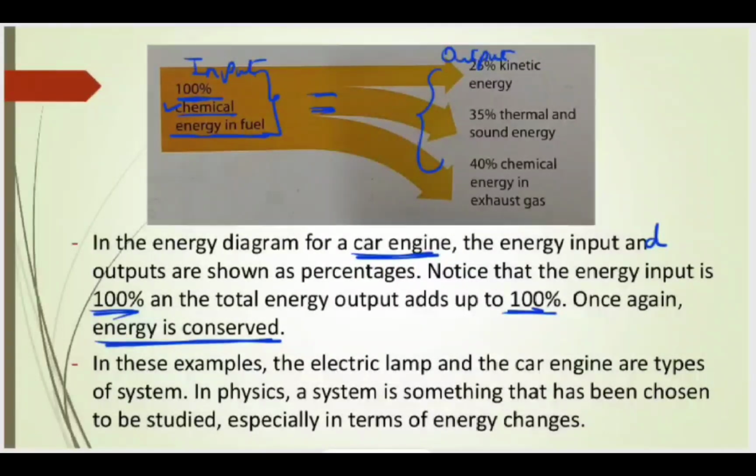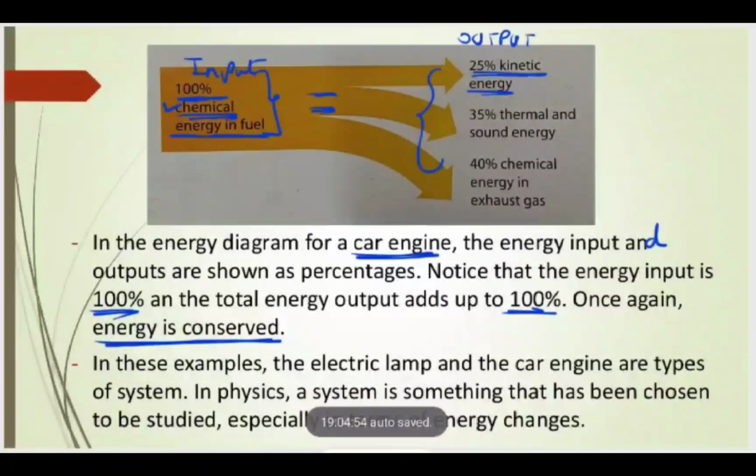So there's 100% chemical energy in the fuel tank. Only 25%, children, is the output. I'll write it here. Output. Only 25% out of the 100% is utilized for the car to move.